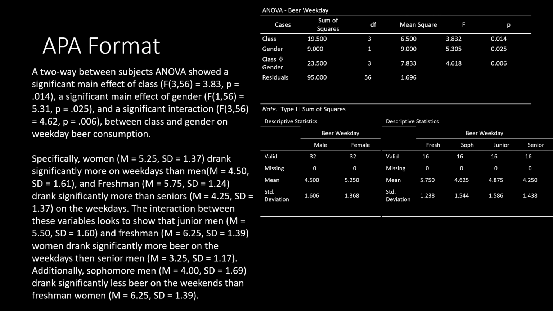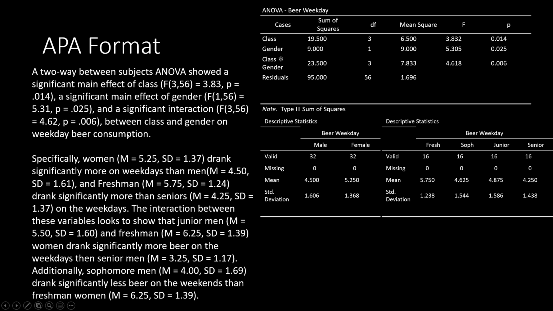In our first example, we had a significant F value for all 3 of our effects: class, gender, and the interaction between class and gender. To write this up in APA format, I wrote a sentence to convey that information. A two-way between subjects ANOVA showed a significant main effect of class, a significant main effect of gender, and a significant interaction between class and gender on weekday beer consumption. For each of these different effects, I conveyed the relevant information: the degrees of freedom between and within, the F value, and the p-value.